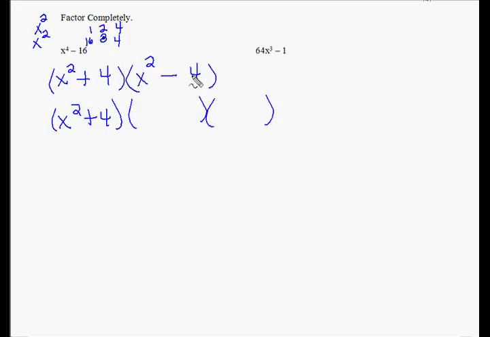Looking at x squared minus 4, that again is a perfect square, so we can factor again, putting an x in the front of both parentheses and a 2 in the back of both parentheses, and the signs are different. One's a plus, one's a minus.